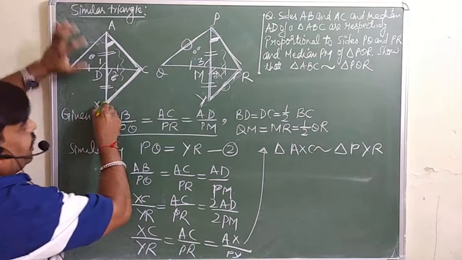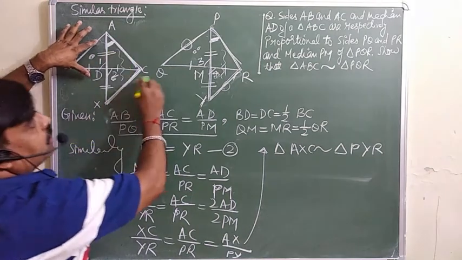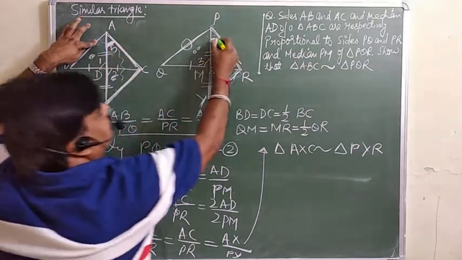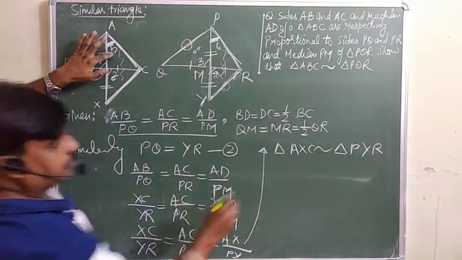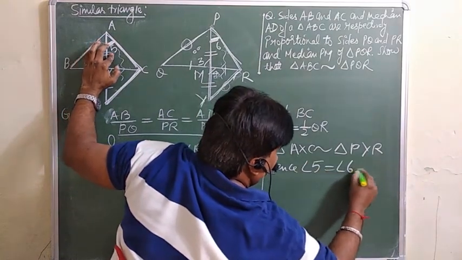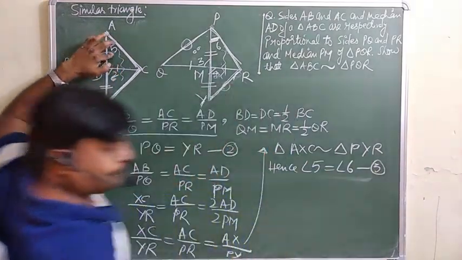So this XC opposite side angle, this one, you can give the number. I am giving here 5 and 6. So hence you can say angle 5 will be equal to angle 6. You can give number 3.